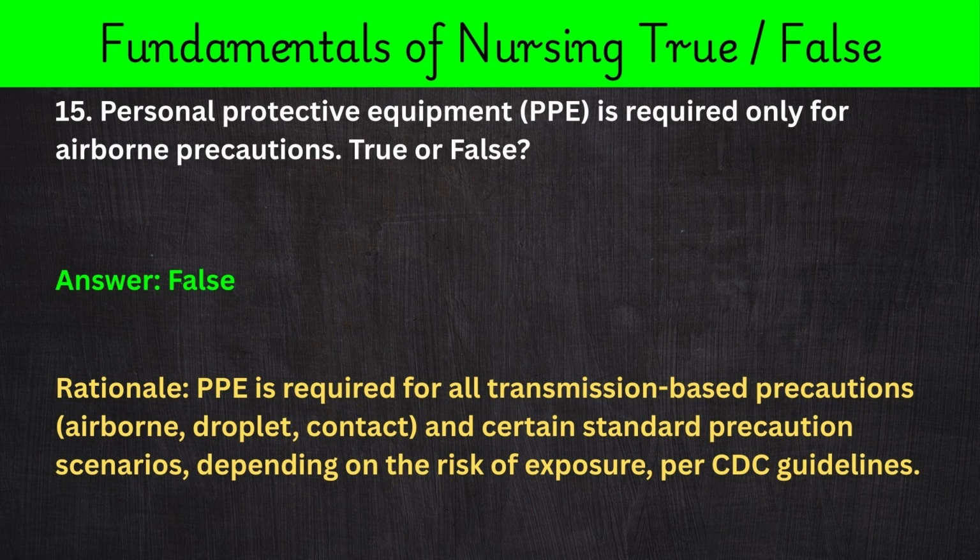15. Personal protective equipment, PPE, is required only for airborne precautions. True or false? Answer: false. Rationale: PPE is required for all transmission-based precautions, airborne, droplet, contact, and certain standard precaution scenarios, depending on the risk of exposure, per CDC guidelines.